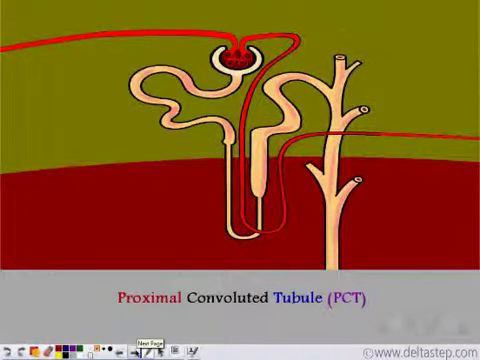For this reabsorption of food and minerals, greater surface area is required. That is why there is a convoluted tube-like structure post the Bowman's capsule. And since this coiled structure is present near the Bowman's capsule, it is known as proximal convoluted tubule. Proximal means near, convoluted means curved. See, it is a very twisted tube-like structure. So this is known as the proximal convoluted tubule.